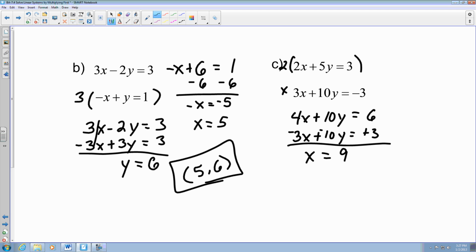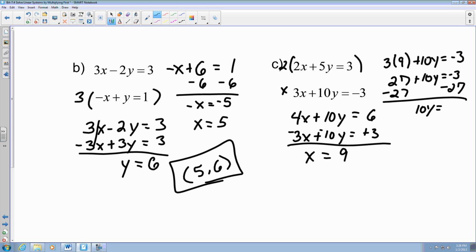So I have 3 times 9 plus 10y equals negative 3. 3 times 9 is 27, plus 10y equals negative 3. I'm going to subtract 27 from both sides. 10y equals negative 30. Divide both sides by 10. y equals negative 3. So my ordered pair here would be 9, comma, negative 3.